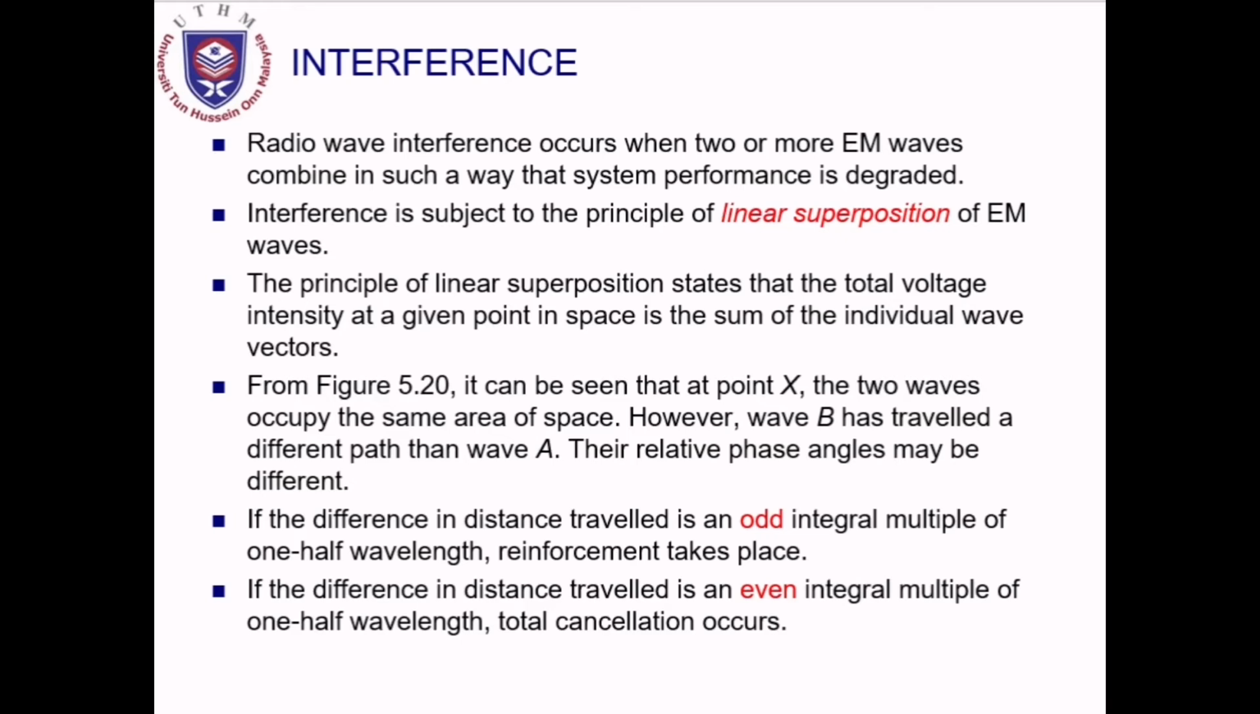If you look at the next figure in the next slide, it can be seen that at point X, the two waves occupy the same area of space. However, wave B has traveled a different path than wave A. Their relative phase angle may be different. So if the difference in distance traveled is an odd integral multiple of 1/2 wavelength, reinforcement takes place, and if the difference in distance of travel is an even integral multiple of 1/2 wavelength, it will cancel the electromagnetic wave.